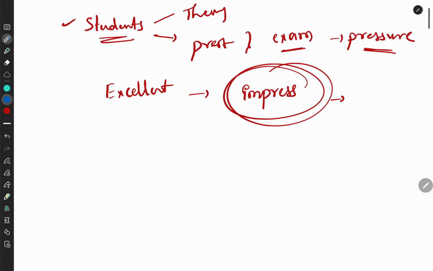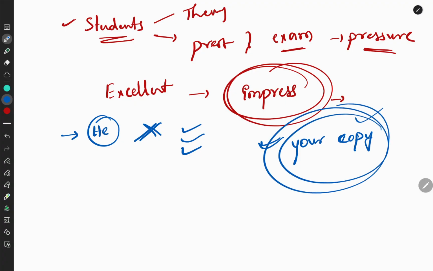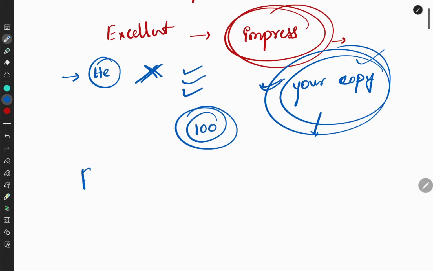And remember one thing: the examiner doesn't know anything about you, your name, whether you are male or female, whether you have knowledge or not. The only thing he has in his hands is your answer copy. He has to evaluate hundreds of copies, and your copy is one among them. That's why it is very important to first understand the examiner's mindset. That's what we are going to do in this video.